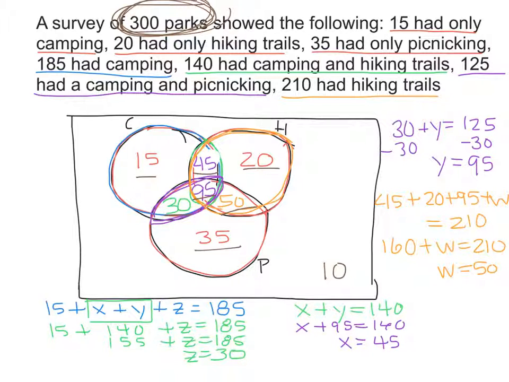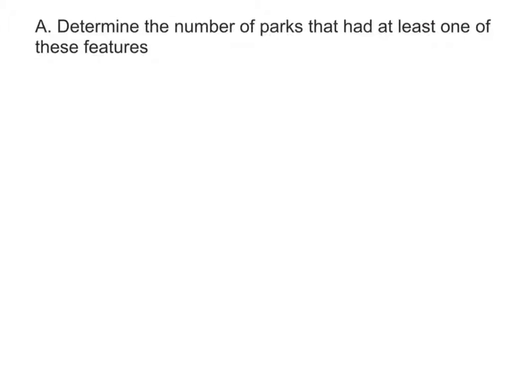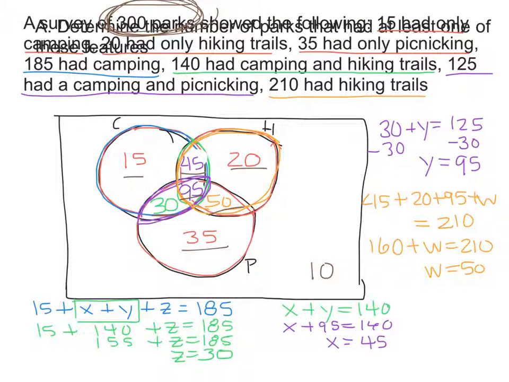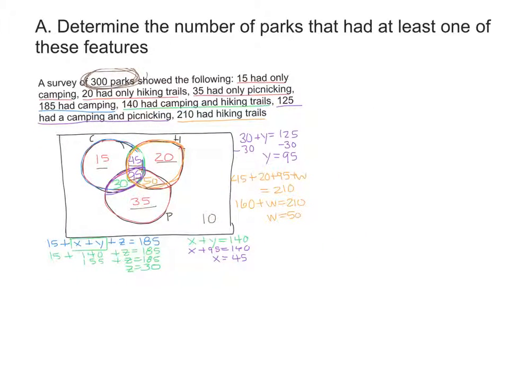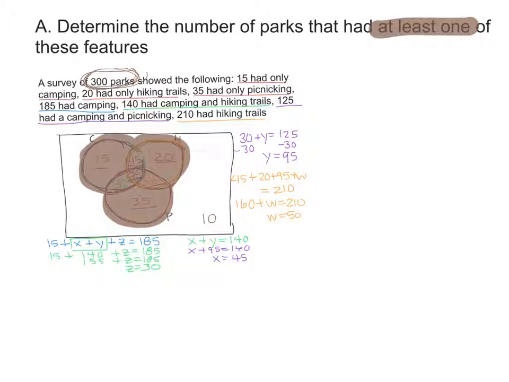Okay, so now that we have our Venn diagram, we can actually start answering our questions. So the first question says, determine the number of parks that had at least one of these features. Okay, so we want at least one of these features. So that means it could have just one of the features, it could have two of the features, or it could have all three of the features. So basically anything that lands in one of the bubbles has at least one of the features. So if you add up all the numbers in the bubbles, which we did previously, then you will know how many had at least one feature, and that should be 290.